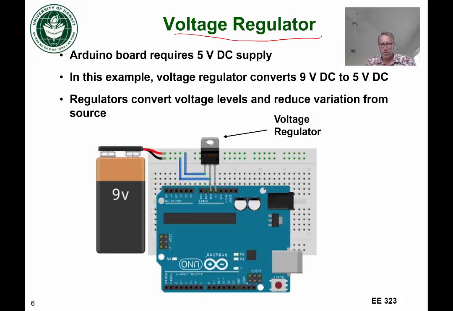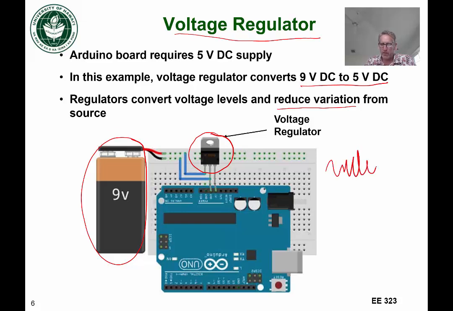So one example, as I show in this image here, is that suppose we have an Arduino board and we're trying to power it with a 9-volt battery. The Arduino would like 5 volts DC, not 9 volts. So we can use a device here called a voltage regulator to convert the DC level from 9 volts to 5 volts. And it will also reduce variation from the source. So if our battery voltage is kind of squiggling around like this, and hopefully the center of that was at 9 volts, then hopefully the output of our regulator would be very constant at 5 volts. That's the goal of a voltage regulator.